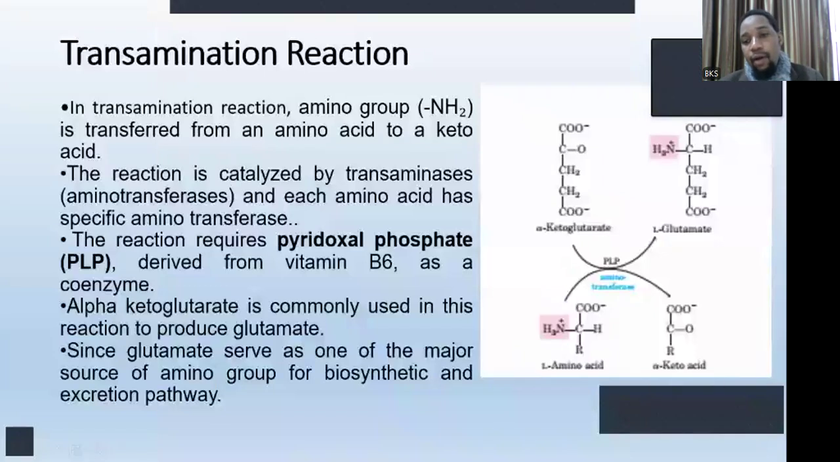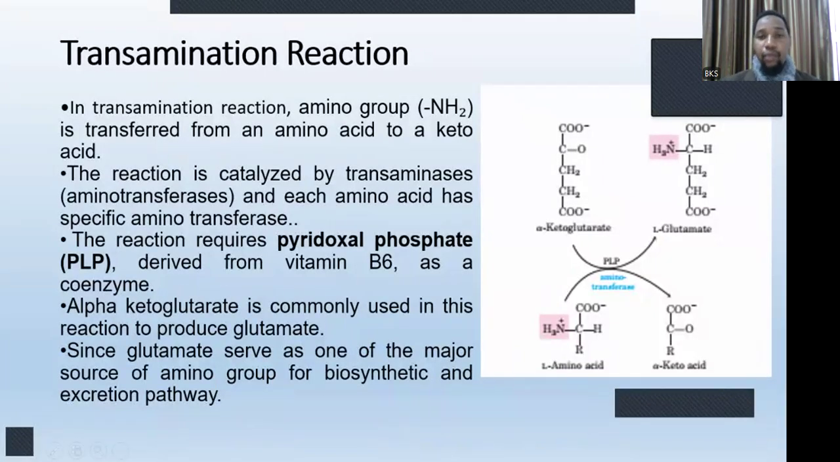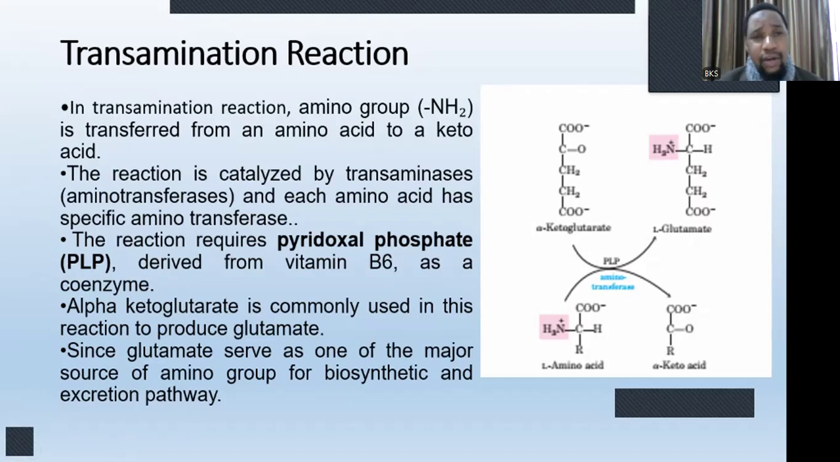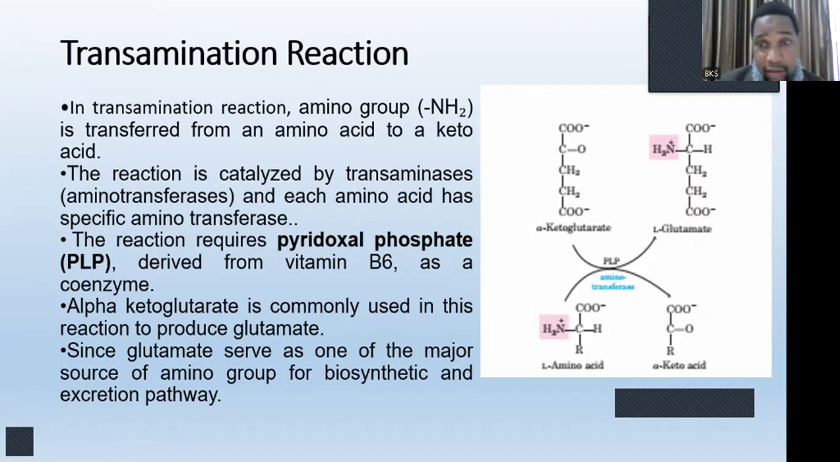Okay. Having said that, the next thing I will talk about is the transamination reaction. Why the transamination reaction? Why talk about these reactions? These reactions play a very important, central role in amino acid metabolism. So that's why we decided to discuss them separately, so that when discussing degradation or synthesis, we don't have to explain much.